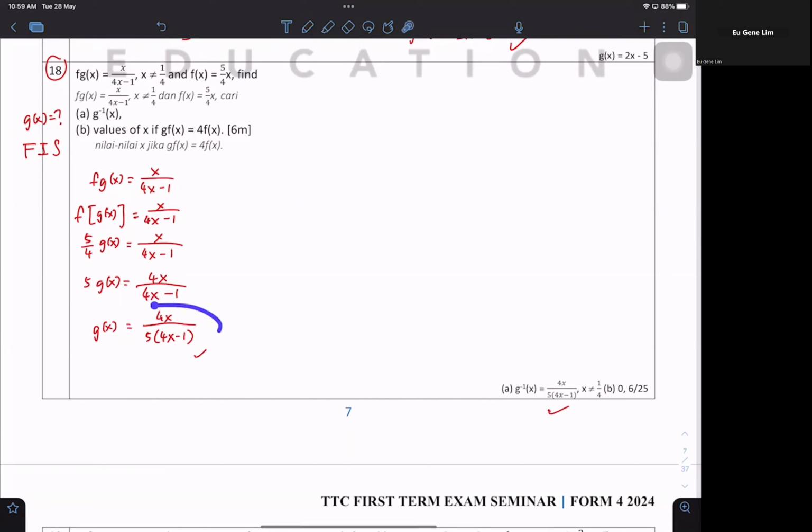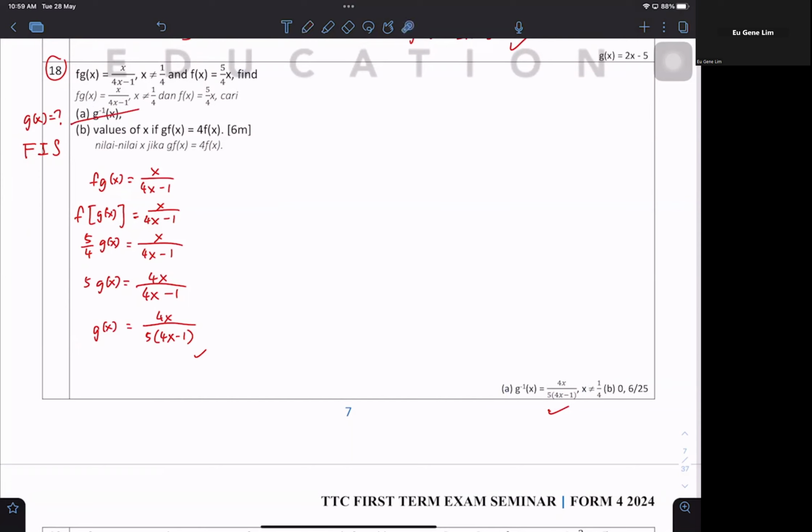Okay. It is actually gx. This one. So no need to do G inverse. That's the answer. I think they type wrong already. They are actually asking for gx. So just ignore it. Just ignore.